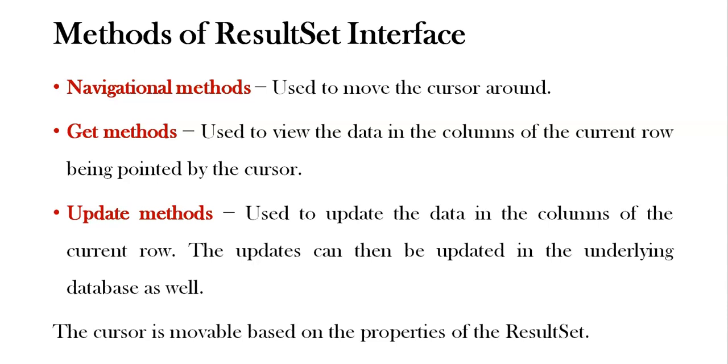There are three categories of methods in the ResultSet interface. The first one is the navigational methods. The second category is the get methods, and the third category is the update methods.